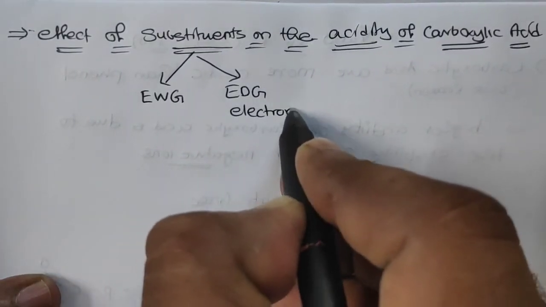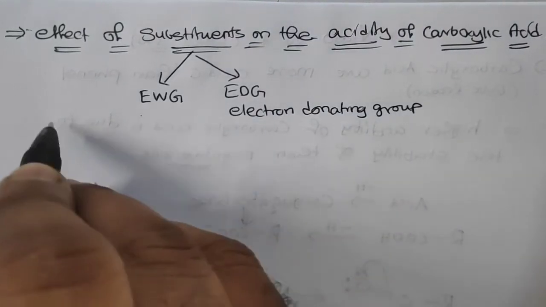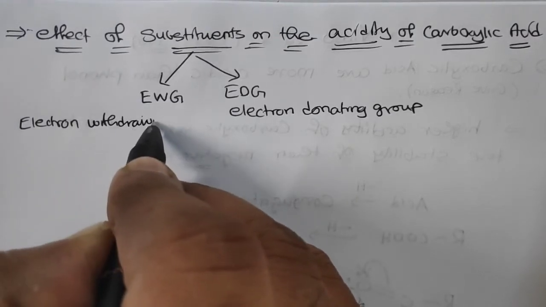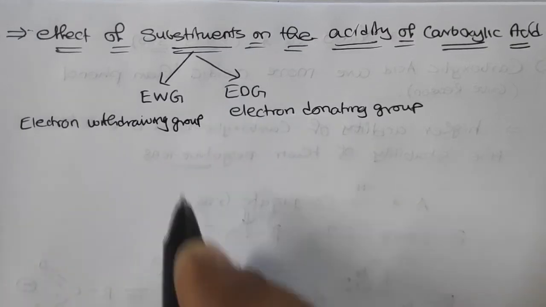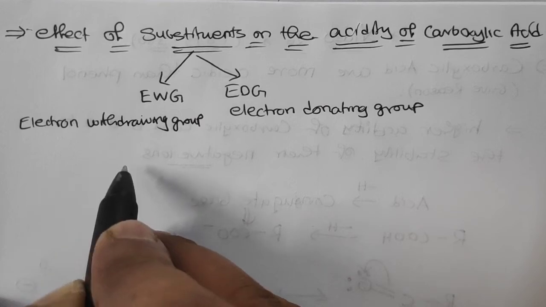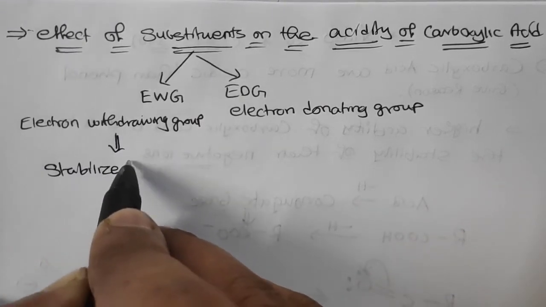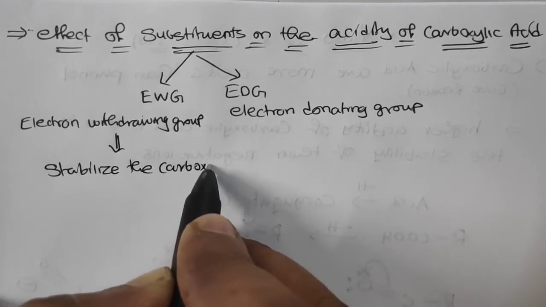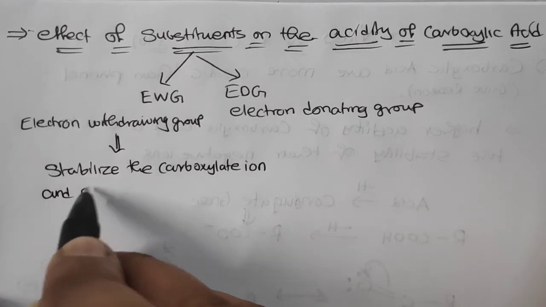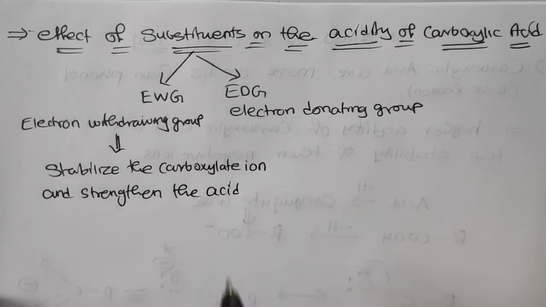EDG means electron donating group. Clear? And EWG means electron withdrawing group. Understood? Now when we talk about the electron withdrawing group, what does it do? Electron withdrawing group stabilizes the carboxylate ion. Which ion? Carboxylate ion, right? And strengthens the acid, means it makes it more acidic.